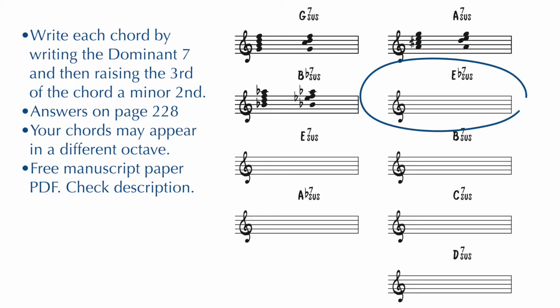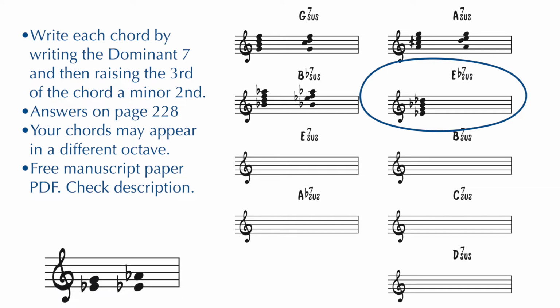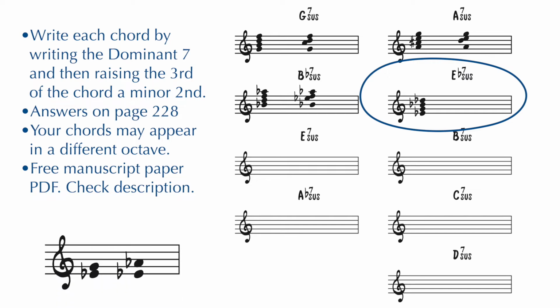Number 4, E flat 7 sus. First write an E flat 7 chord. That's going to be E flat, G, B flat, and D flat. Take the third of the chord, the G, raise it a half step or a minor second, becomes an A flat, which is now a perfect fourth above the root, and we have E flat, A flat, B flat, and D flat. E flat 7 sus.